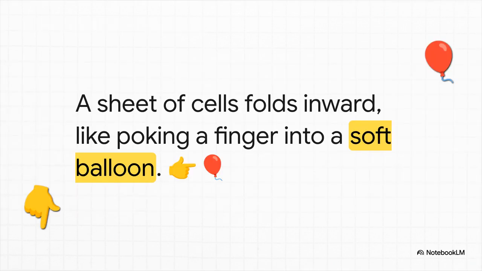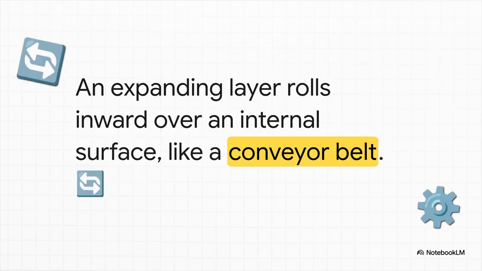Okay, so how do these cells get inside? Well, one way is called invagination. This is where a whole sheet of cells just folds inward. The absolute best way to picture this is to imagine poking your finger into a soft, partially deflated balloon. See that little pocket you just made? That's exactly like invagination.